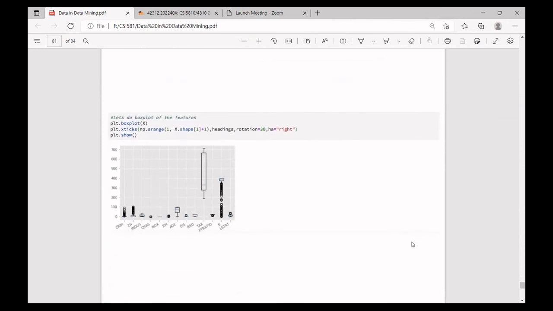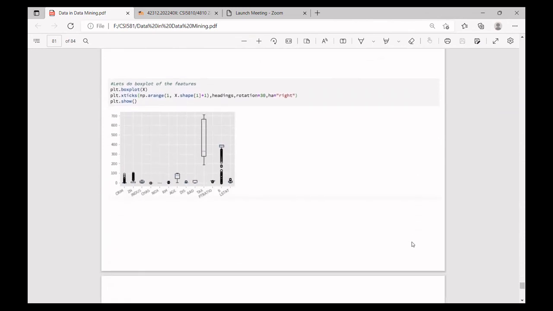Suppose we are interested in doing box plotting. So we can make a box plot of some of the features. Here is just an example of how you will do the box plot.